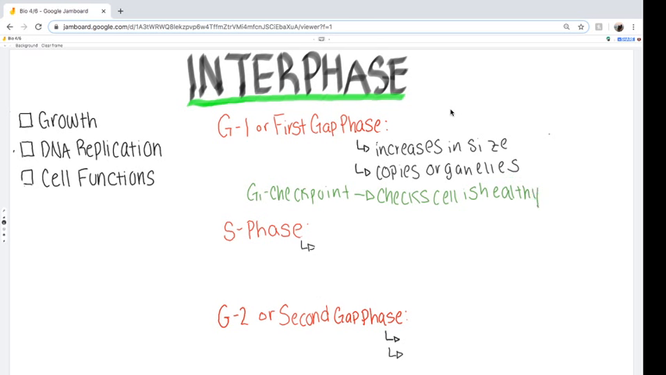Next, the cell goes on to the S phase. S stands for synthesis of DNA. This is where the DNA is synthesized through the process of replication. So we can write that DNA is synthesized through the process of replication.